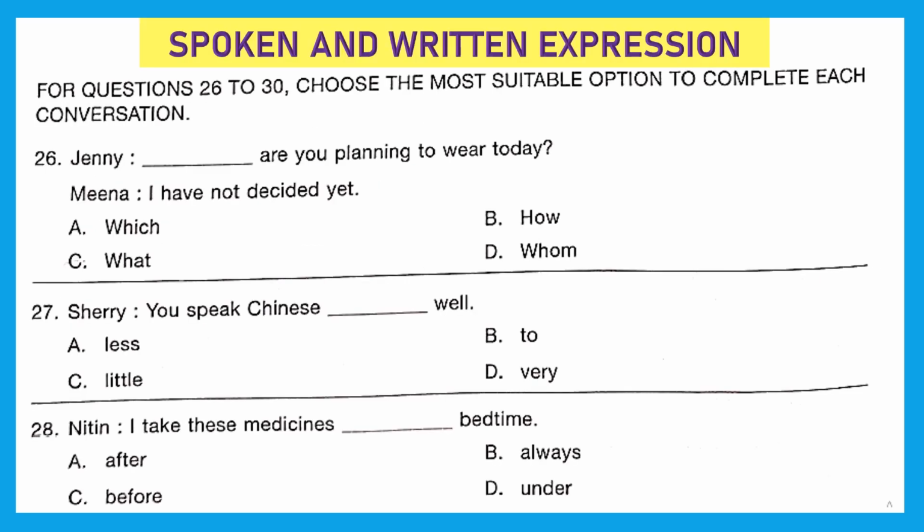Moving to the next section, that is spoken and written expression. For questions 26 to 30, choose the most suitable option to complete each conversation. 26. Jenny, dash are you planning to wear today? Meena, I have not decided yet. Here, it could not be which, not how, but what. What are you planning to wear today? Option C is the right answer.